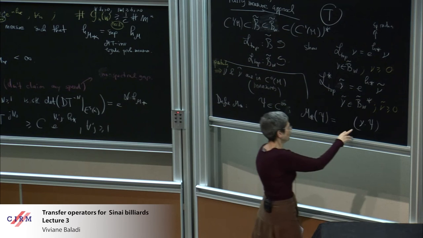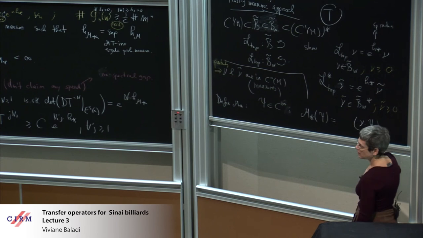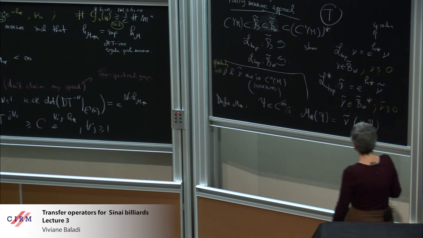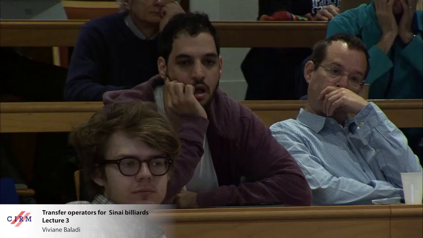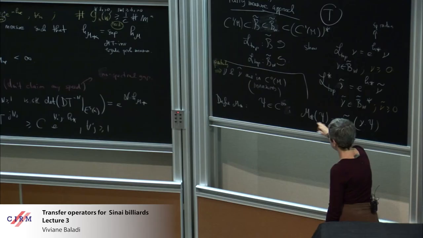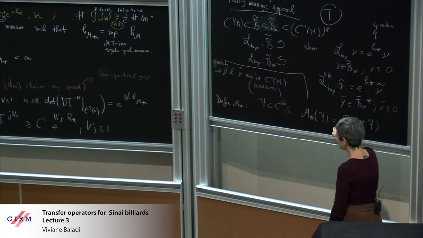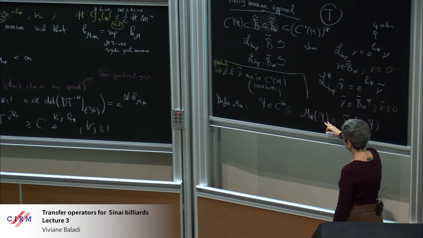So nu is in BW. When you multiply by a smooth function, you stay in BW. That's the property of BW. And nu tilde is in the dual of BW. So this is a well-defined number, and so this defines a distribution. And then again, by positivity, you show that this distribution is a measure.